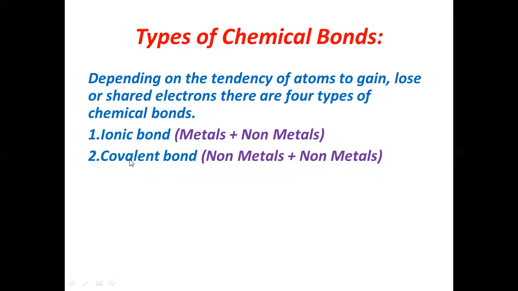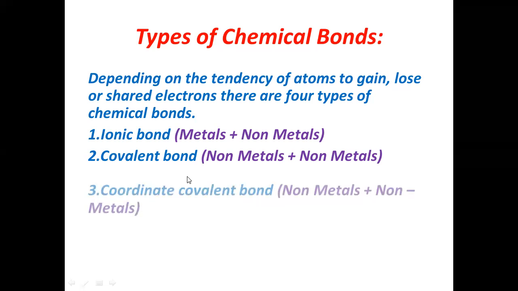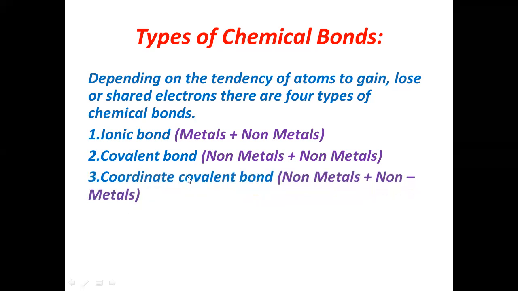Second type of chemical bond is covalent bond. Covalent bond is formed by two or more non-metals that combine together, so non-metals plus non-metals form a covalent bond. Third type is coordinate covalent bond. Coordinate covalent bond is also formed by non-metals and non-metals. Coordinate and covalent bonds are almost similar, but they have a very little difference. That you will learn in the next grade.